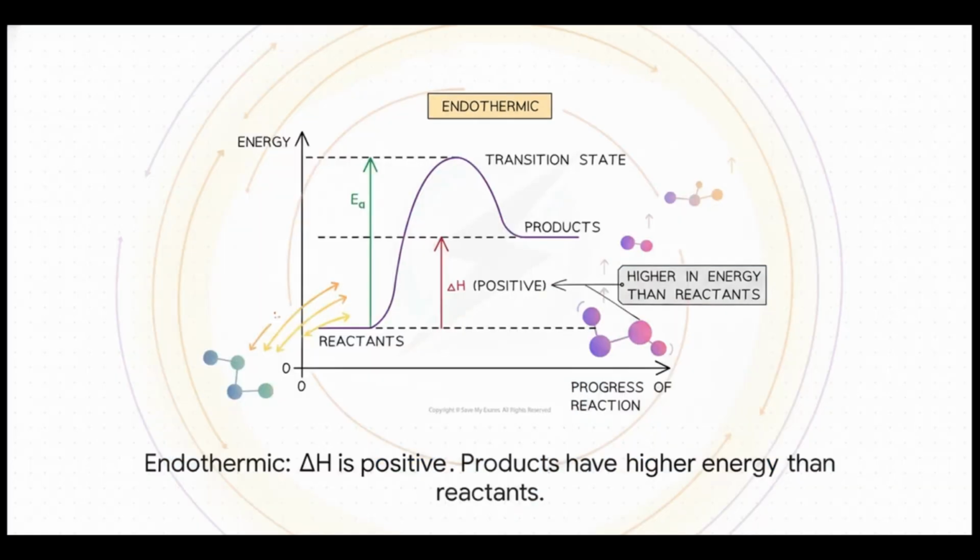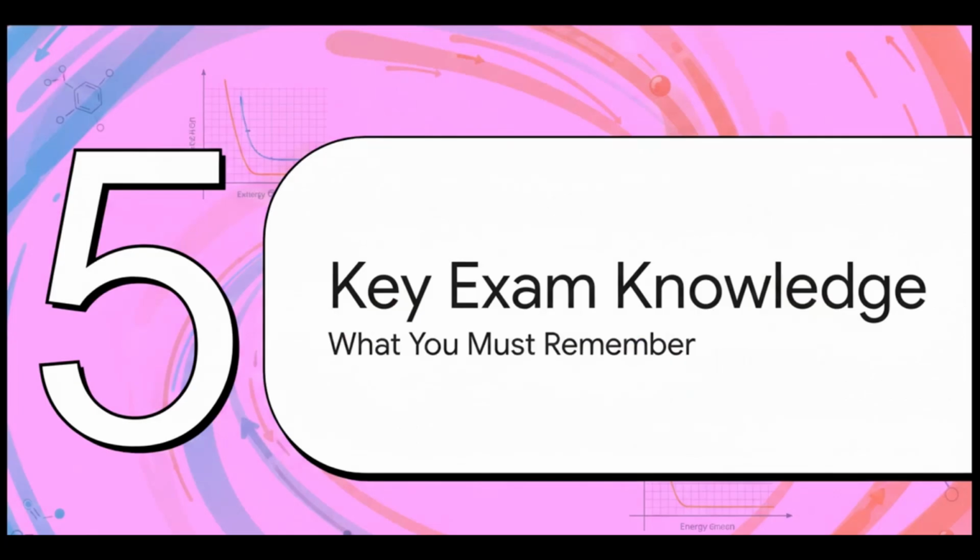And now for the endothermic profile. See how the products are sitting higher up on the energy ladder than the reactants? This picture shows you, clear as day, that there was a net input of energy. The reaction had to keep taking in energy to even happen, and that's why your final delta H value is positive.